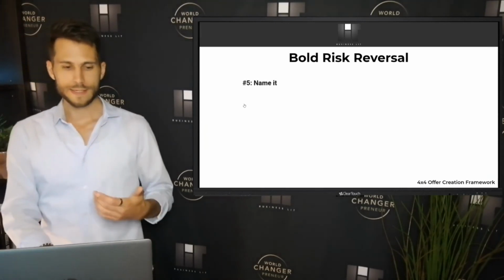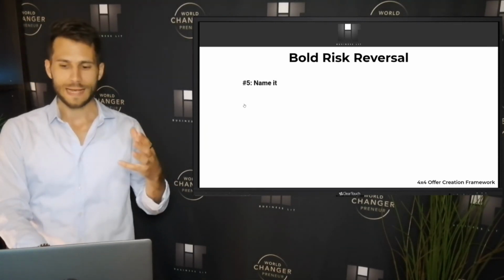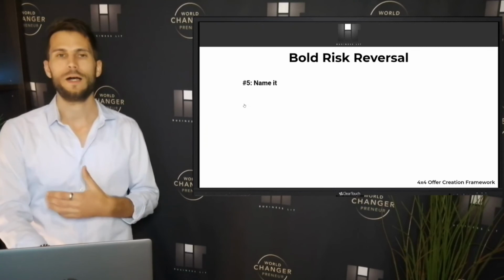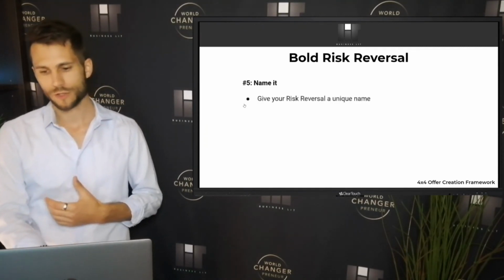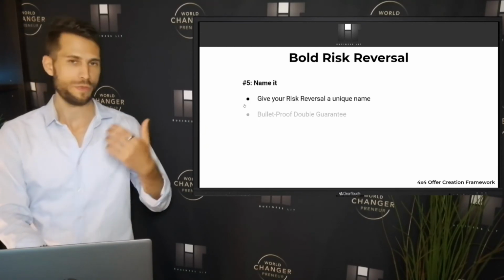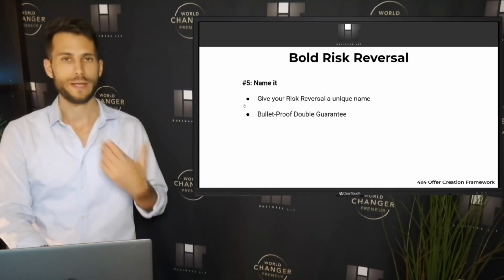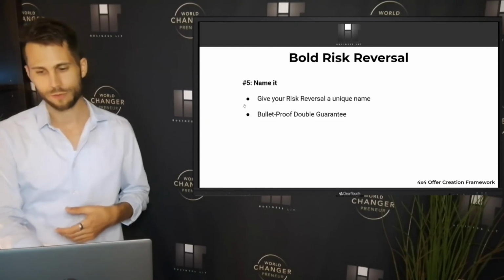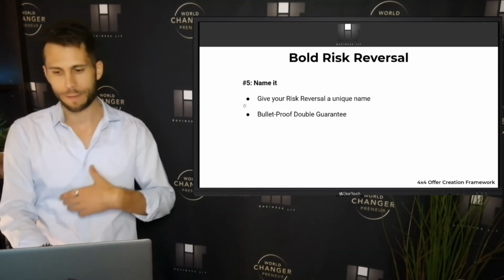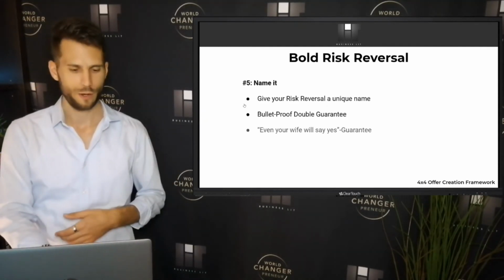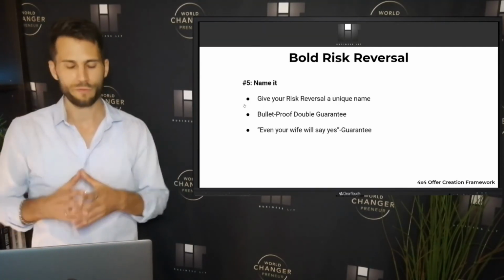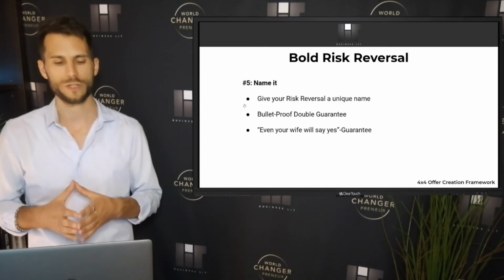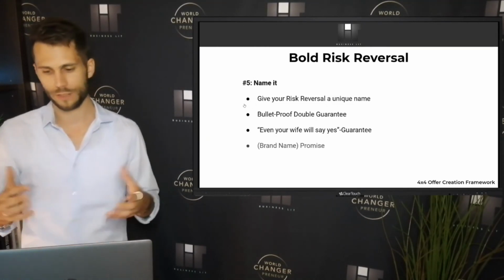So this is like the main steps. The last step is then to give it a name. So to kind of brand your bold risk reversal. So this could be with your brand, with your company name, or you could call it something unique. Yeah, my bulletproof double guarantee, or even your wife will say yes guarantee, whatever your niche and offer is, of course. So there's different ways, of course, to do this, or as I said, just putting in your brand.